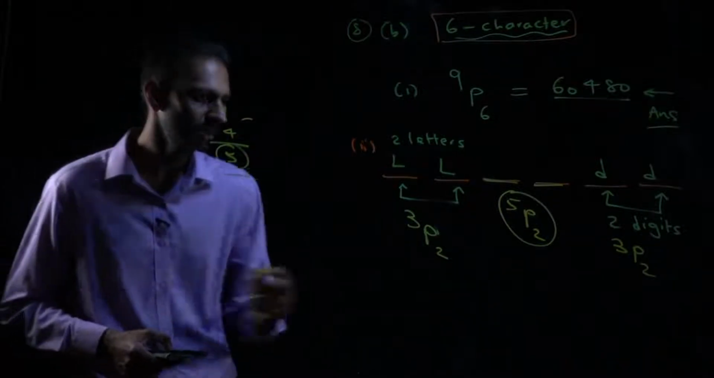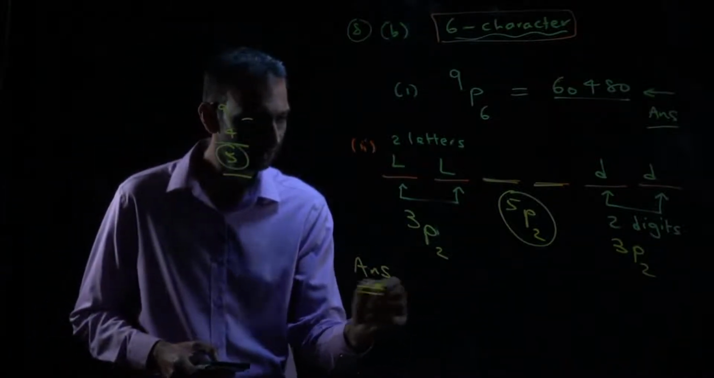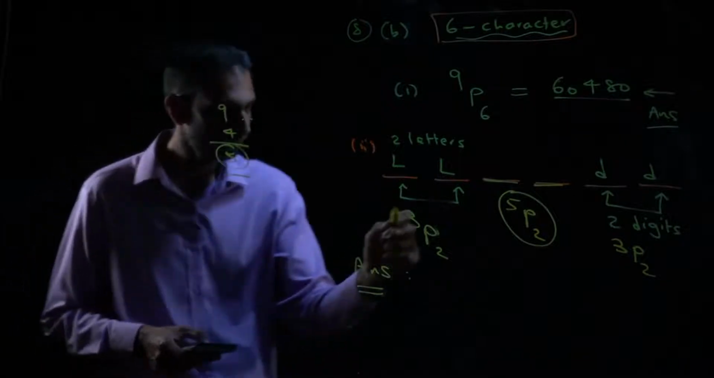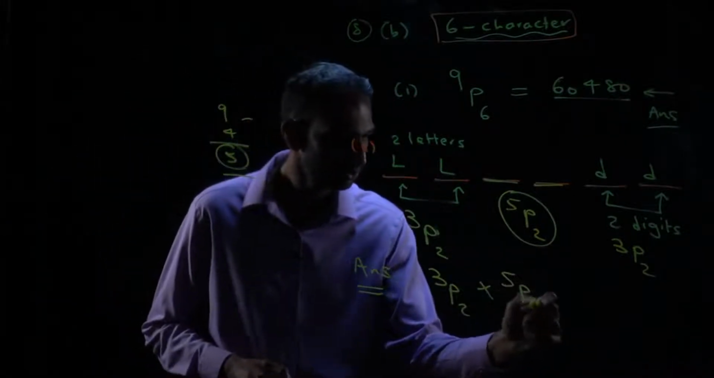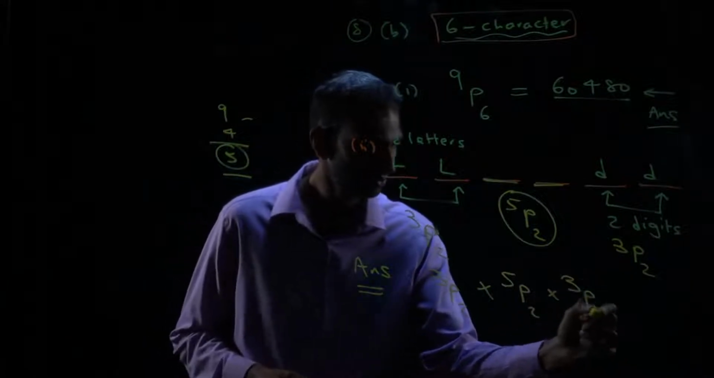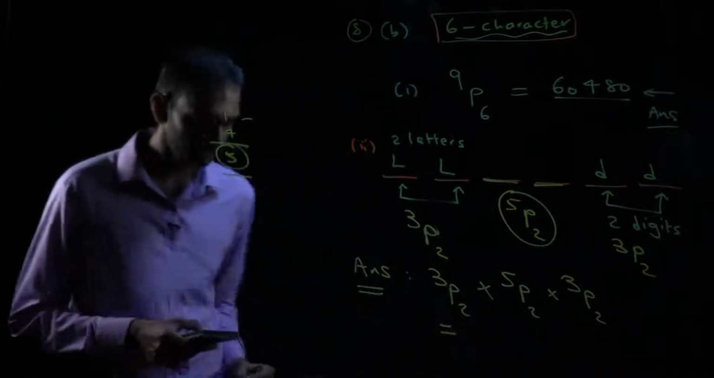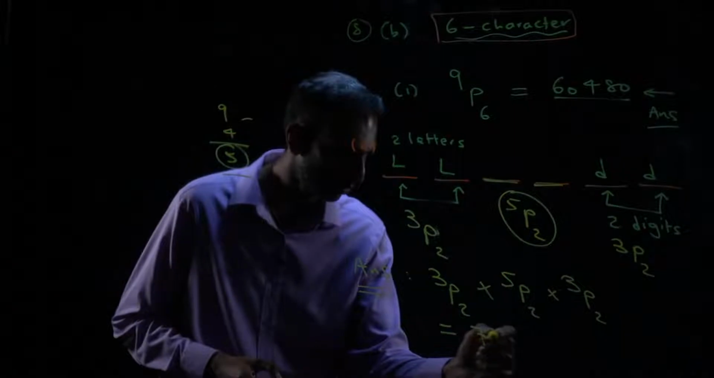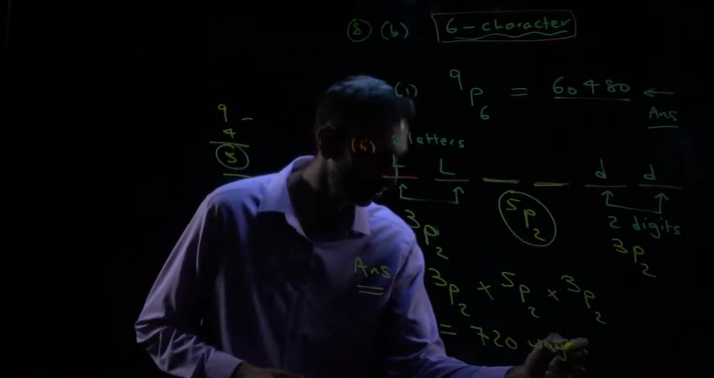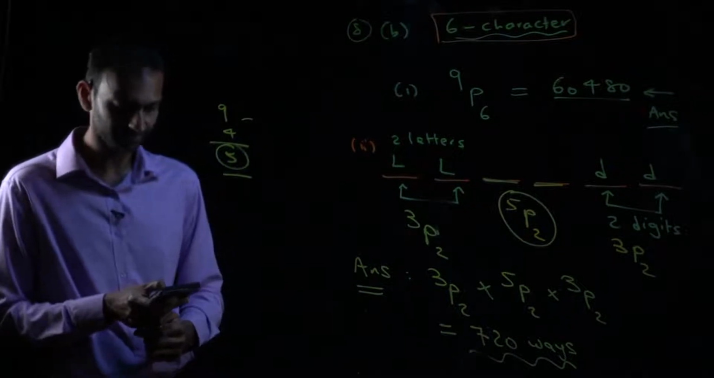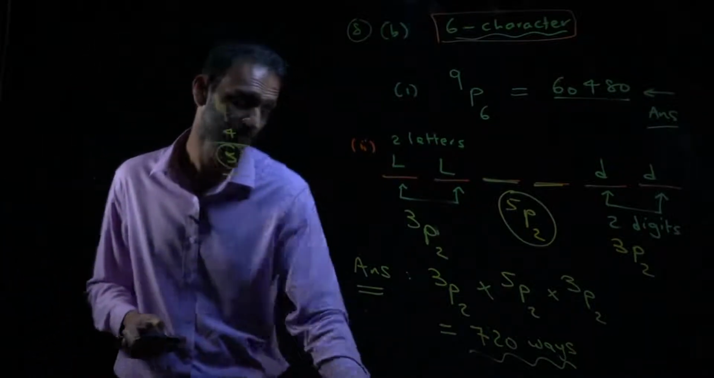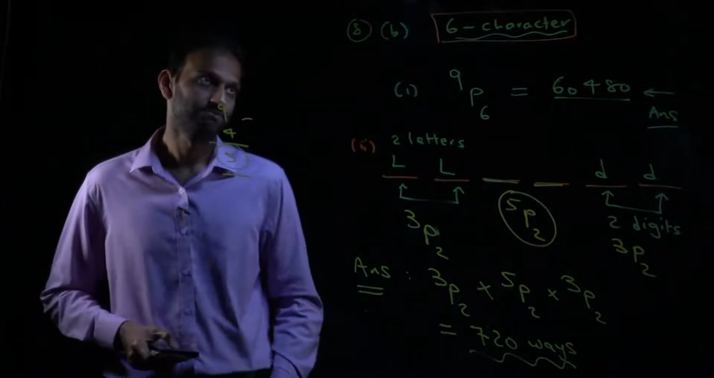It would be 5P2 because I have 2 places which are left and I need to choose from 5 possibilities. So the final answer for the problem would be 3P2 multiplied by 5P2 multiplied by 3P2. That should give us, use your calculator, 120 ways to solve this problem. So 120 permutations. So that's a nice question.